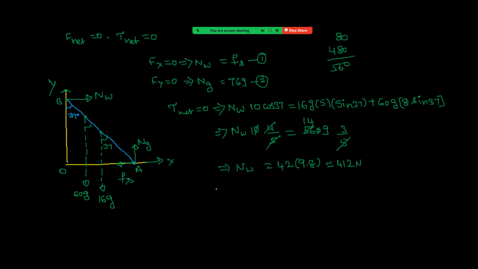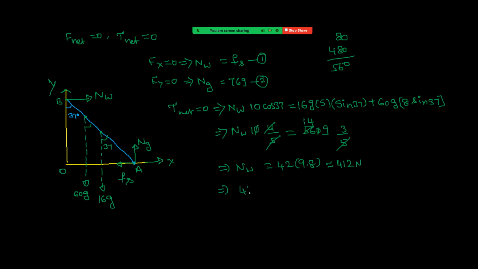Next, we have to calculate what should be the minimum coefficient of friction for the electrician to work safely. See the condition for this. If it is about to slip, when you are taking the limiting case, when this is about to slip, this friction becomes the limiting value. N_W equal to F_s. It becomes the limiting value.